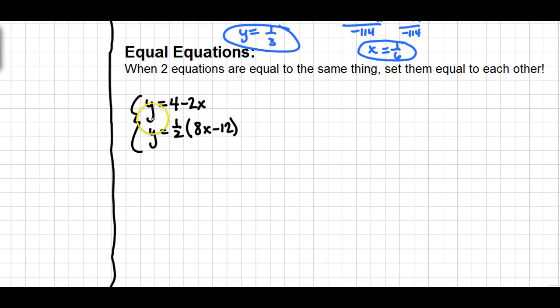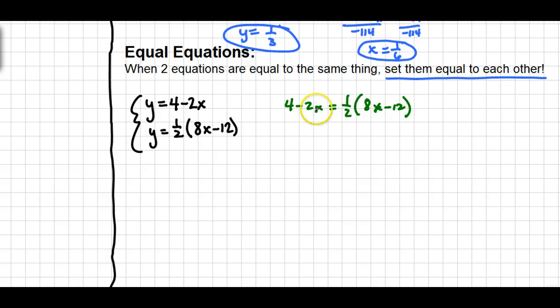So I've got single variables again, but they're both the same single variable. So what I can do is set them equal to each other. Since the first equation is equal to y and so is the second, that means 4 minus 2x is equal to the second equation, which is 1/2 (8x minus 12). So I set the two equations equal to each other.